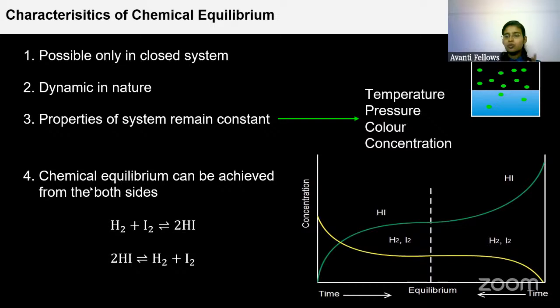Dynamic means moving. It won't stay as such. It will keep on moving from A to B and B to A, from reactant to product and from product to reactant. All right.